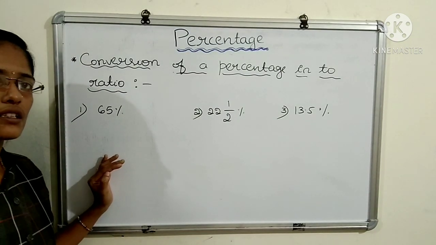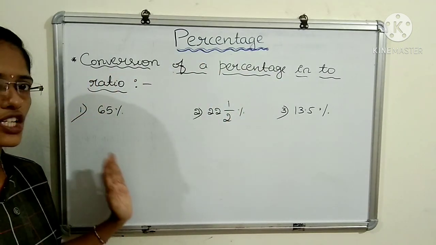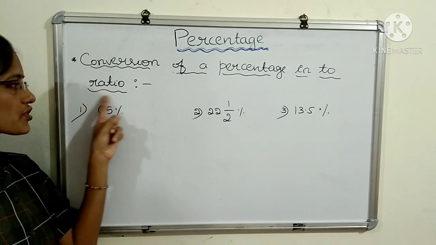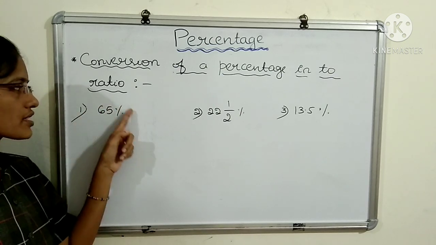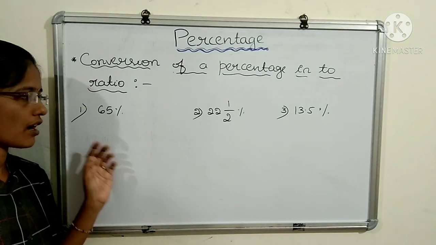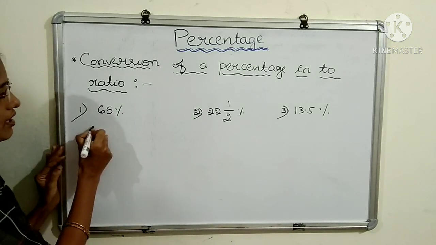Students, now let us learn a last conversion, that is conversion of percentage into ratio. See here question 65%. Question is in percentage form. First step is what? Percentage to fraction. Finally fraction to ratio form. Let us see how it is.